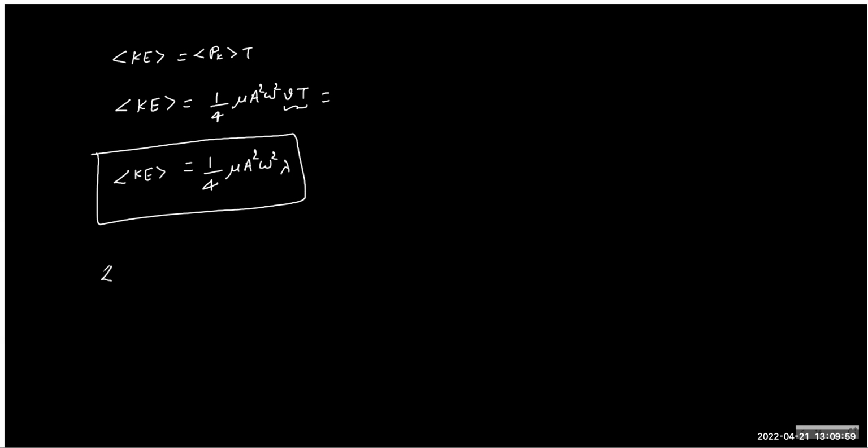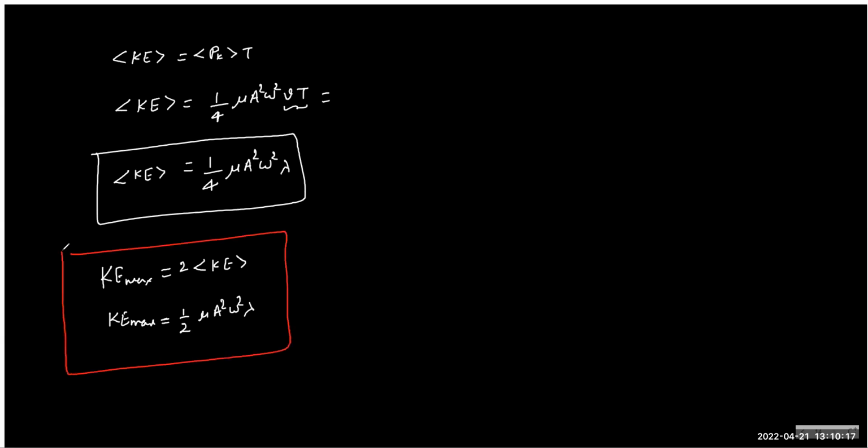So KE max is twice the average value. You can just remember it like this. And so it will be 1/2 only. Just in case you need to solve some question, and if they ask you the maximum, just remember this answer.